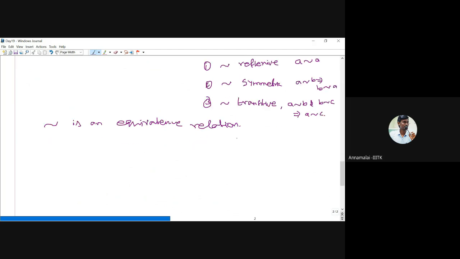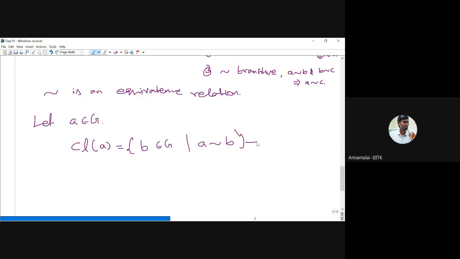Once we have an equivalence relation, we have an equivalence class. So for the equivalence class of A, we take an arbitrary element. Let A belong to the group G. Suppose G has an equivalence relation. Now we define the new set CL of A, that is the conjugate class. We are collecting the elements B in G such that A and B are related. Here A is fixed. We are collecting B which are related to A. So this set is called the equivalence class.